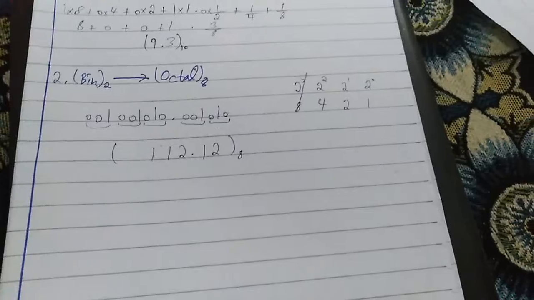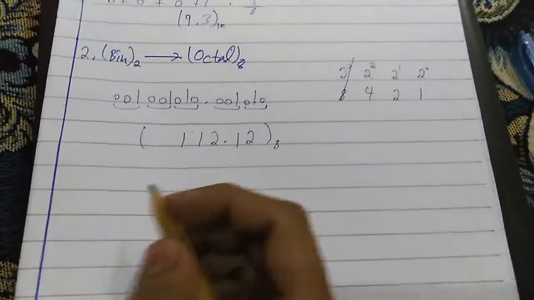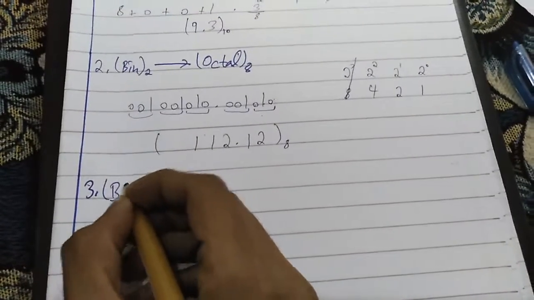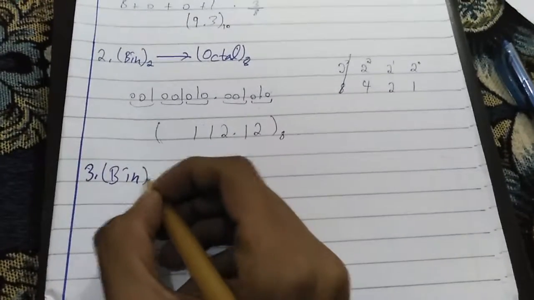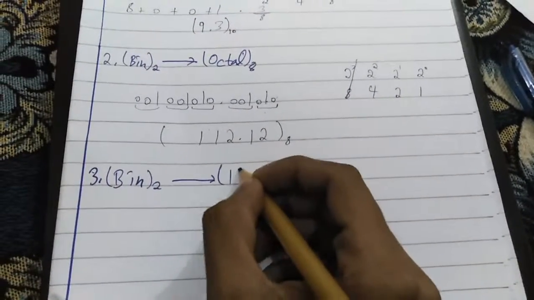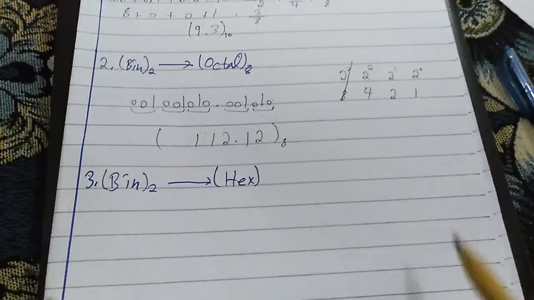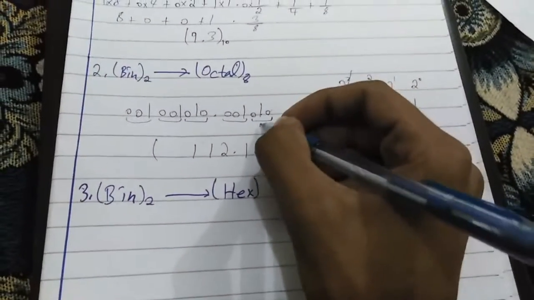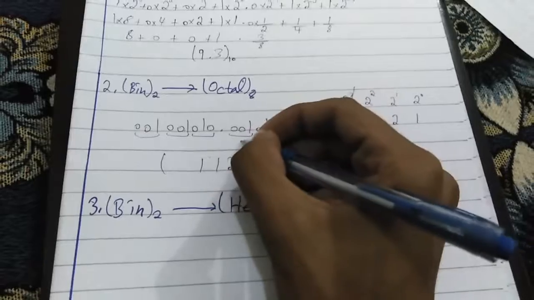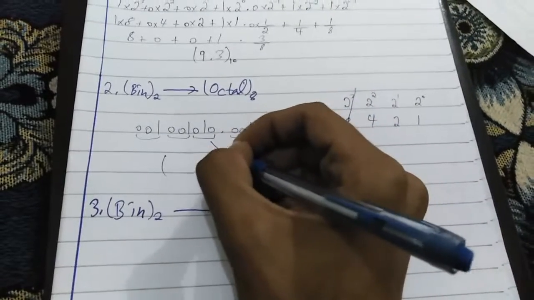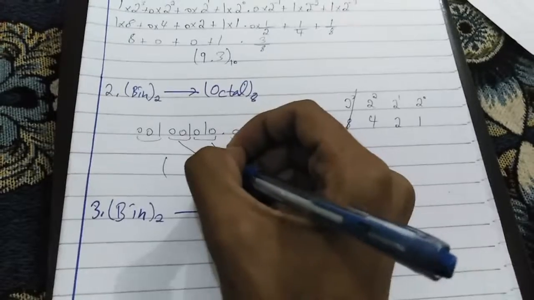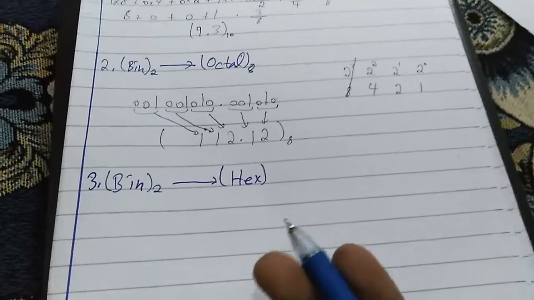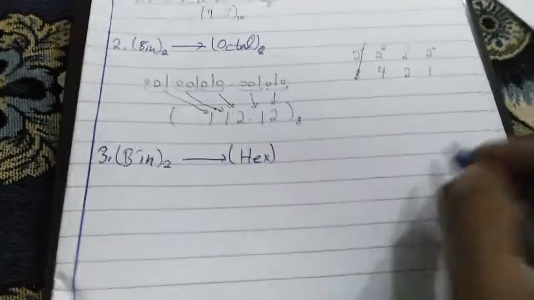Now for the next step, we move to the third conversion, which is from binary to hexadecimal system. It's very simple. And one thing I forgot to tell you about this binary to octal conversion: if you do not get confused by my calculation, the answer is simply like this. Now for binary to hexadecimal system, it's also like this.